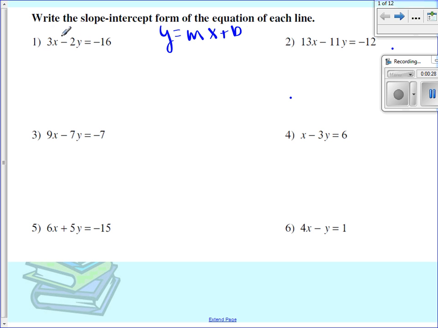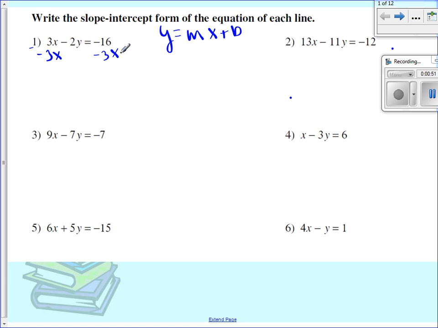So that means this over here to the left, I have to get this x over to the other side, okay? Then I have to get y by itself. So we're basically just solving the equation for y. That's all we're doing. So for number one, I'm going to subtract 3x on both sides.